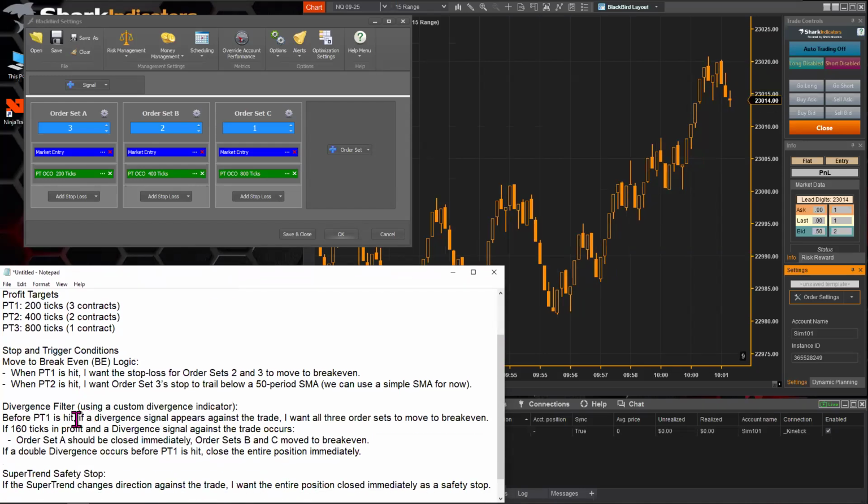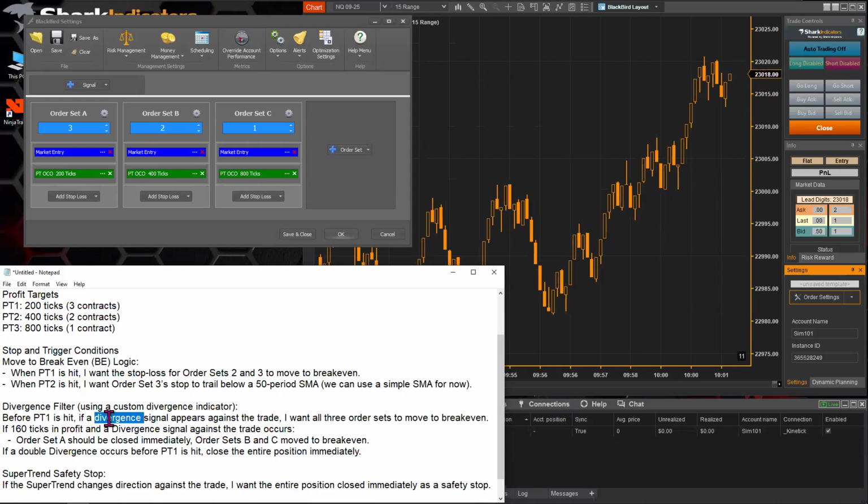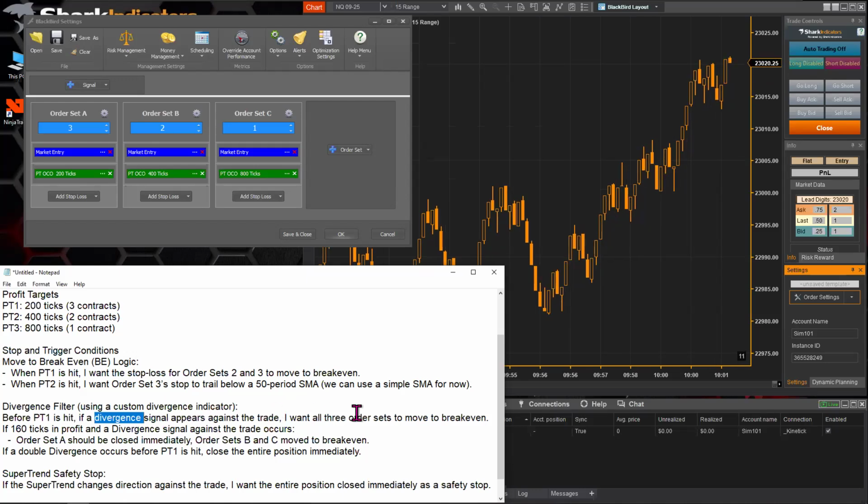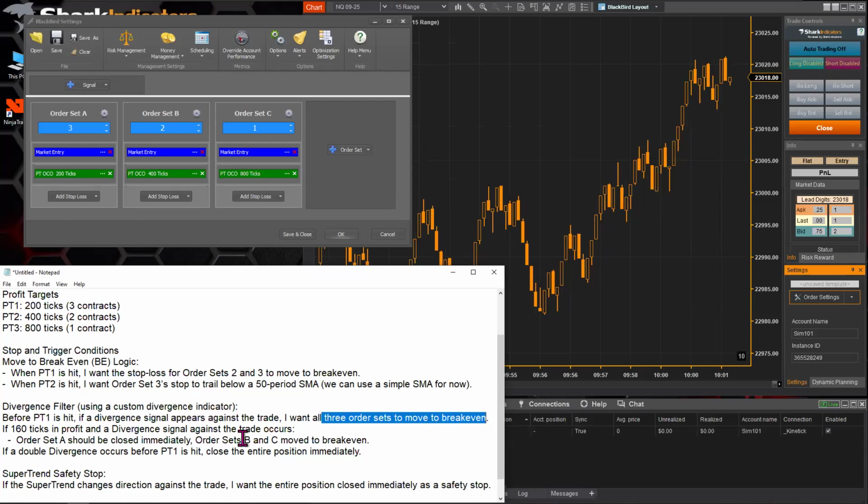All right. So if a divergence signal occurs, now of course I don't have this indicator here, so I'm just going to use a placeholder here. Then let's see here, we're going to move the 3 stop losses to break even.